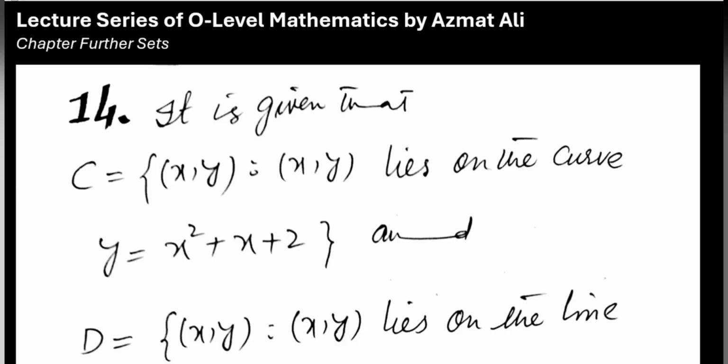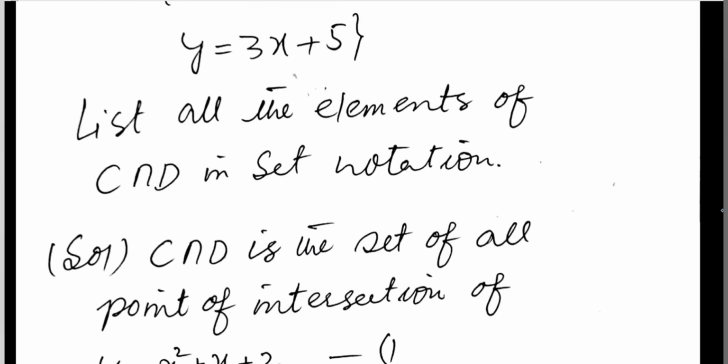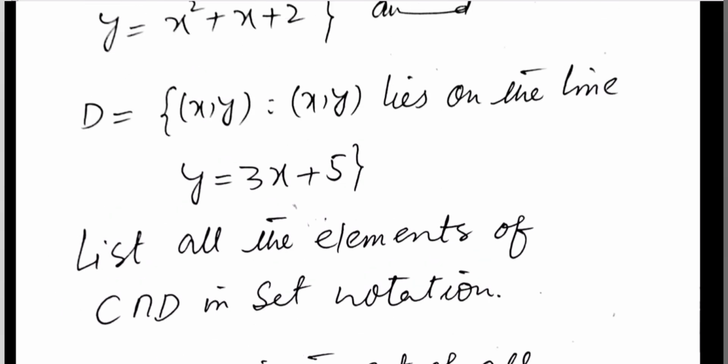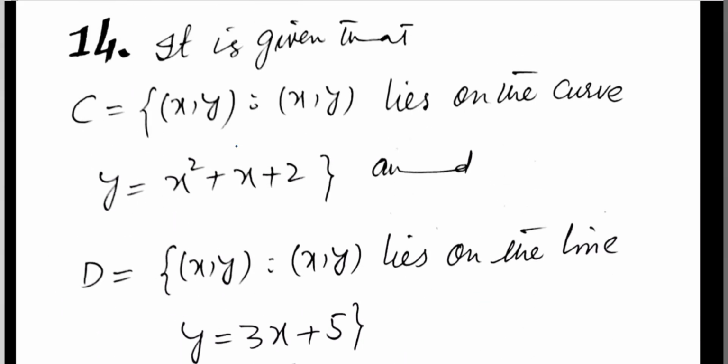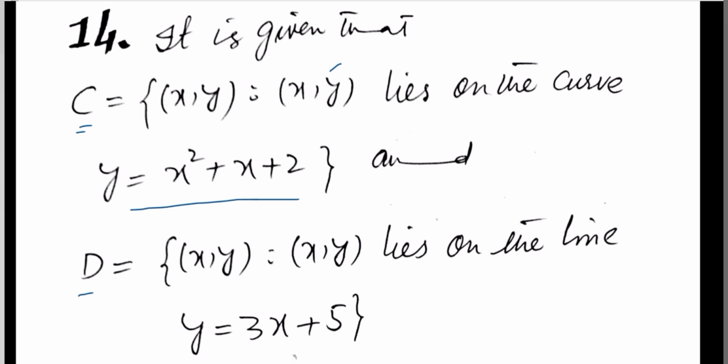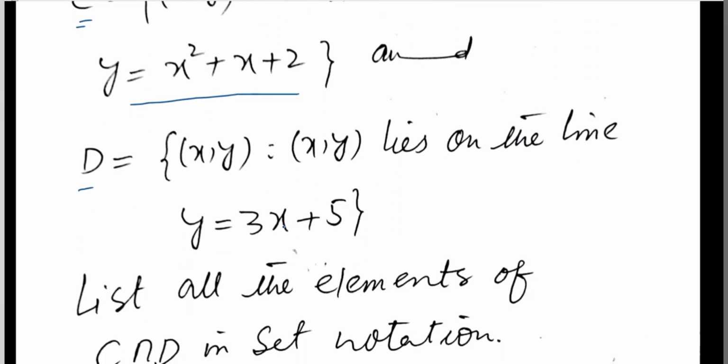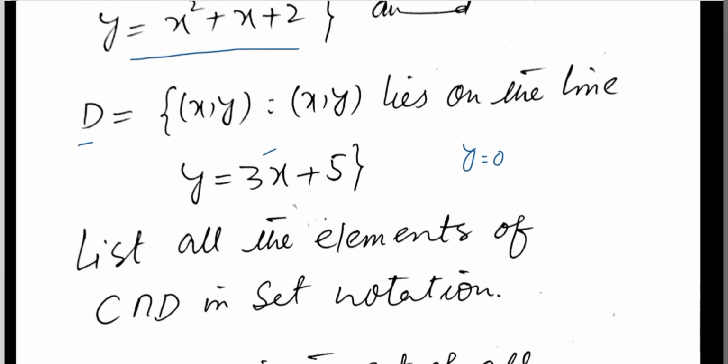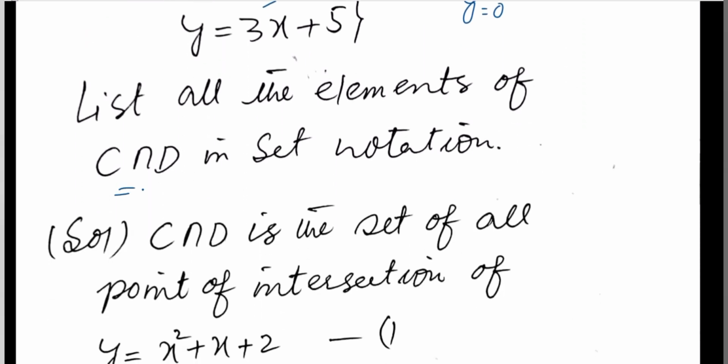Next we move towards question number 14. This is also a very interesting question and similar to question number 13. Here I have given set C that represents all ordered pairs xy that lie on the curve y is equal to x square plus x plus 2, and the set D represents all ordered pairs that satisfy this line y is equal to 3x plus 5. In the previous question our line was y is equal to 0, but now the line is y is equal to 3x plus 5. List all the elements of C intersection D.